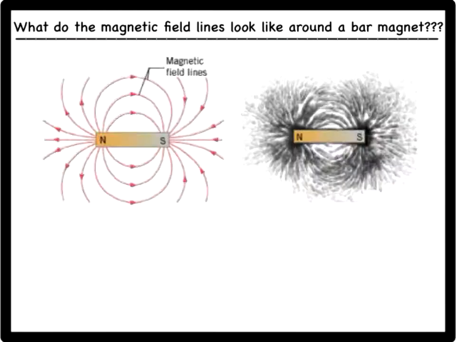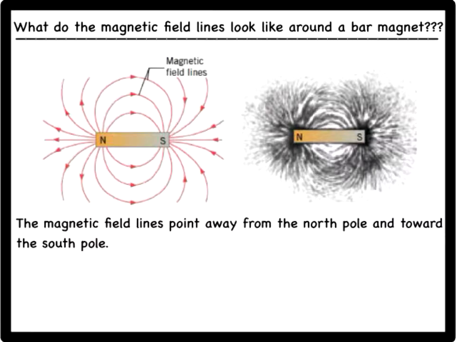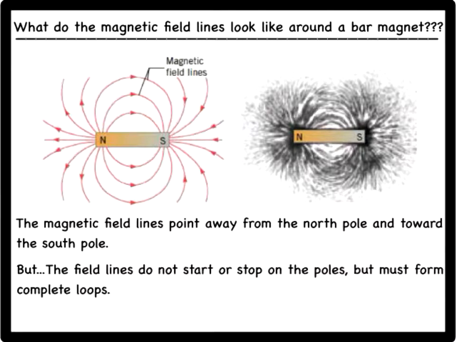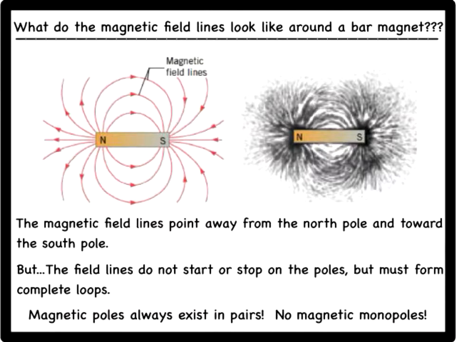Notice that the magnetic field lines point away from the North Pole and toward the South Pole. This field is reminiscent of the electric field of a dipole. But unlike electric fields, magnetic fields do not start at North Poles and end at South Poles, but instead must form closed loops. A closer look at the field of a bar magnet shows the field lines continue on within the volume of the magnet to form complete loops. This is a consequence of magnetic poles always existing in pairs. In other words, there are no magnetic monopoles.